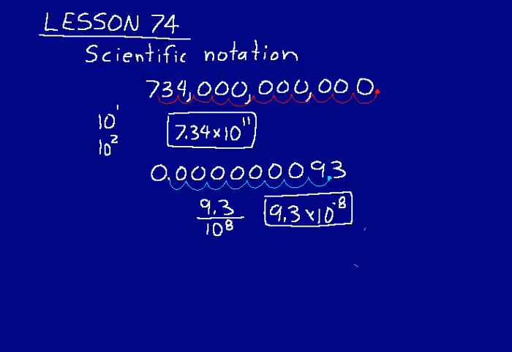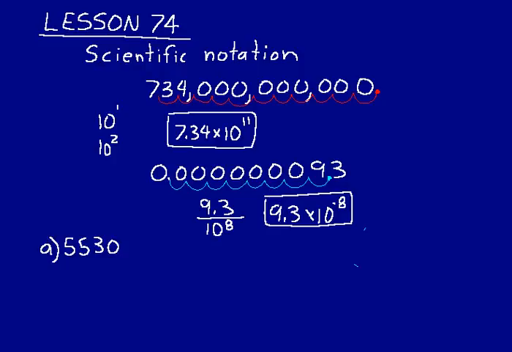So as a general rule, if you move the decimal place to the left, you add positive values to the exponent of 10. If you move the decimal place to the right, you add negative values to the exponent of 10.